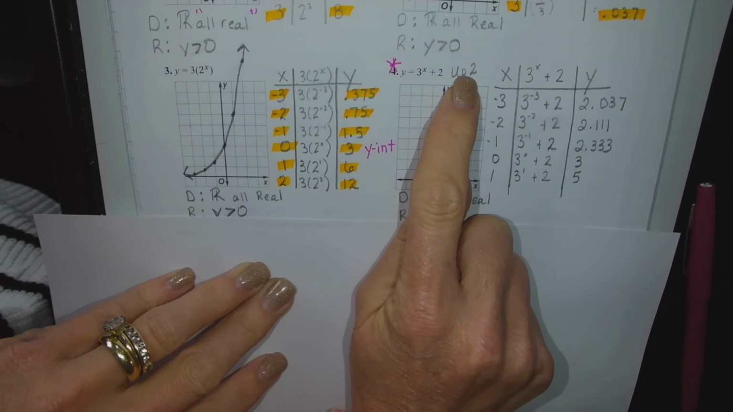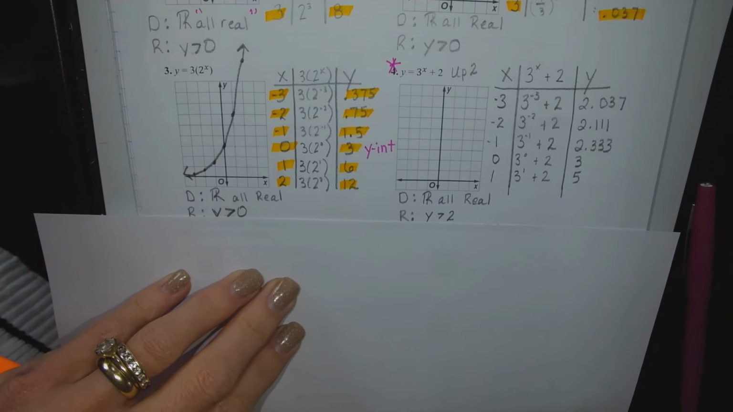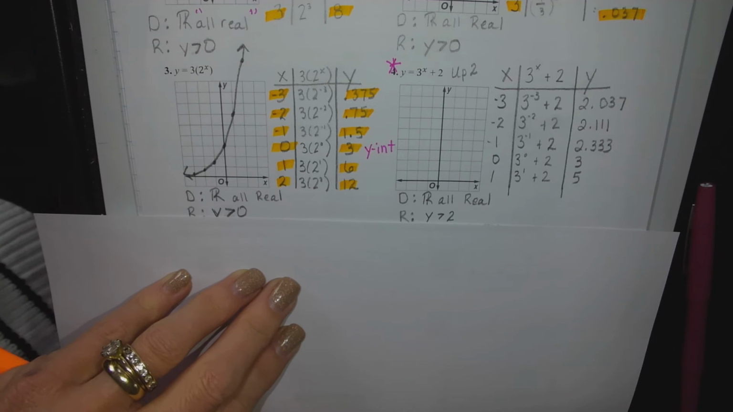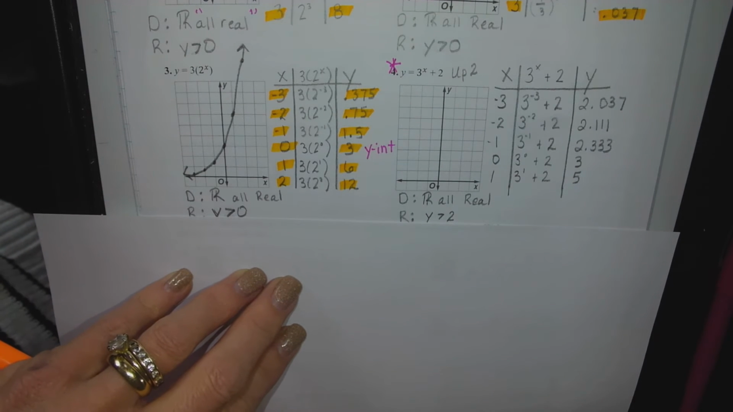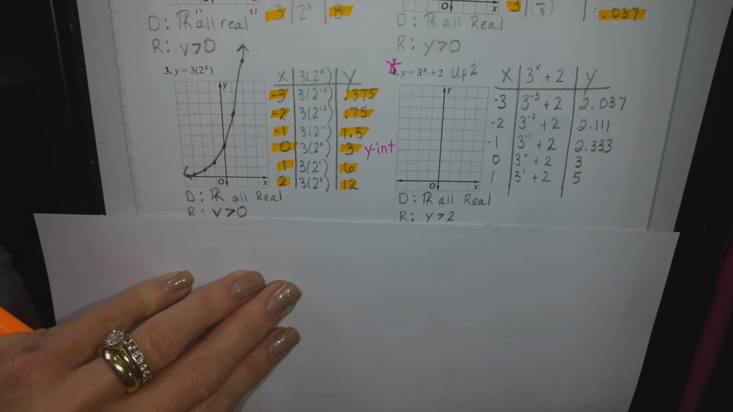I am telling you this is up 2. Where do you think the up 2 comes from? That should look familiar. We're transforming this graph how many times? 2. We're moving it up 2. Remember, plus usually means up, okay? We've done linear transformations. Okay, y'all are looking at me like I got 10 heads. Okay, we've done it before.